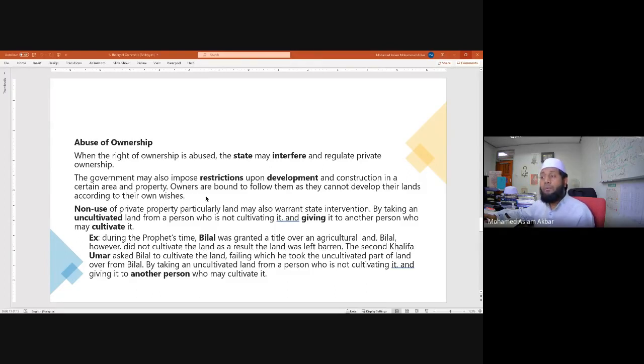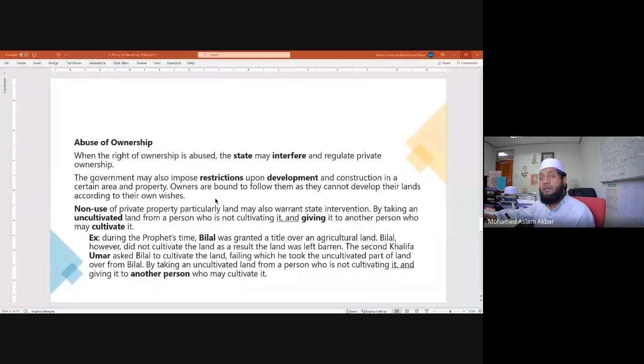Also, if you have the property and you are not using it, also government can take it and put it in the right way so it can be useful. And there is an example for this. You want to know the proof? It happened during Prophet Sallallahu Alaihi Wasallam time. Prophet gave Bilal, you know Bilal, right? Bilal radiallahu anhu, he gave him a land for agriculture.